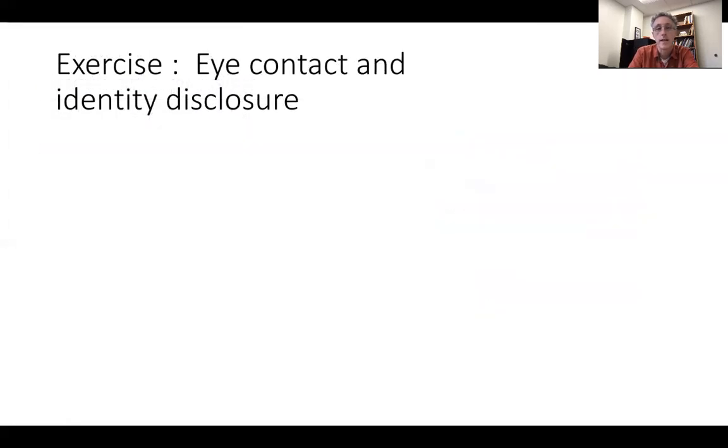So as I said, this is just a reminder that in the first session, we did this eye contact exercise and we moved towards a single word verbal disclosure of our identities. And we practiced doing that with each other and experiencing how all of that felt as a group.